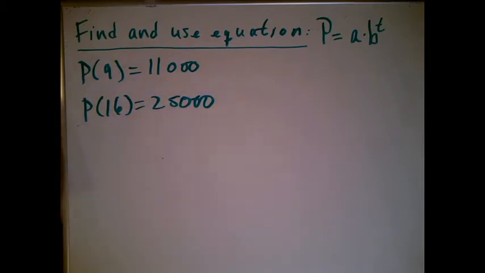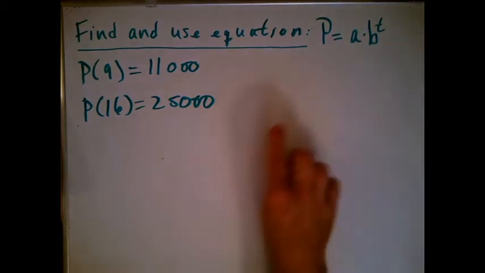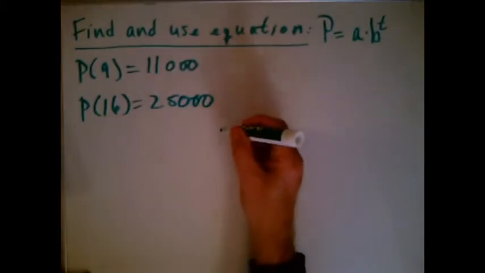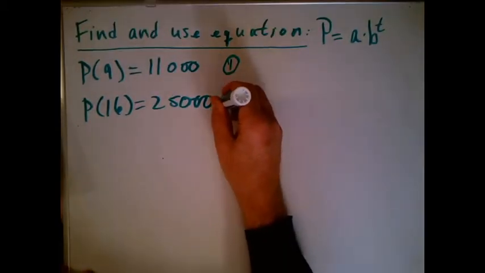And I will remember that what I'm really trying to do is find an equation for the exponential function, so I need to find A and I need to find B. So all I'm going to do at the moment is call this equation 1. I'm going to call this equation 2.